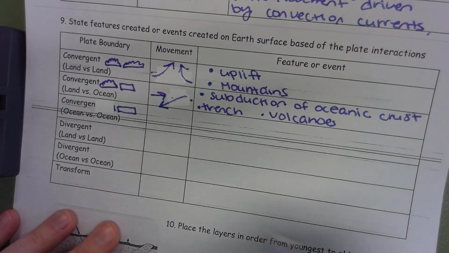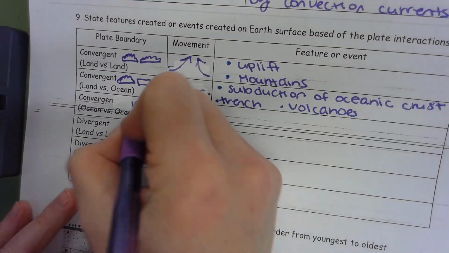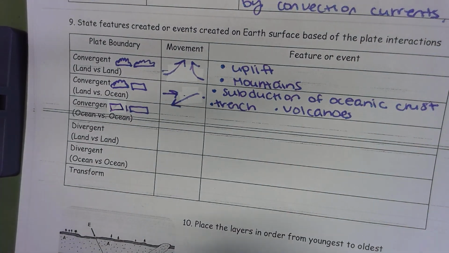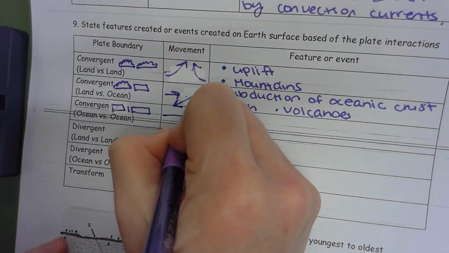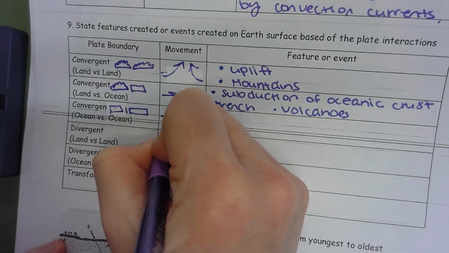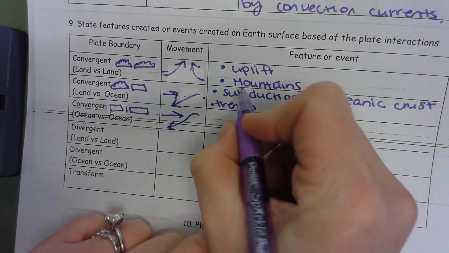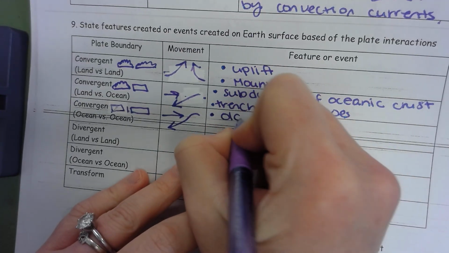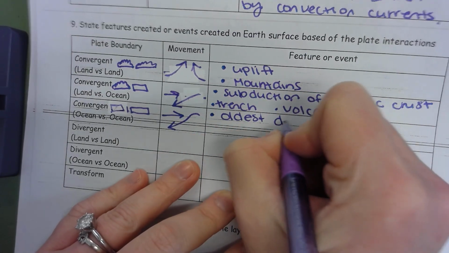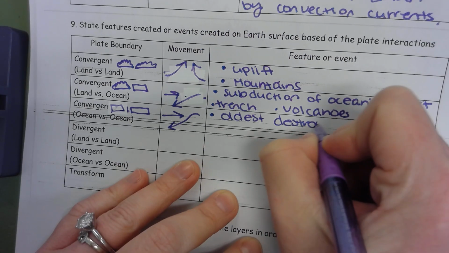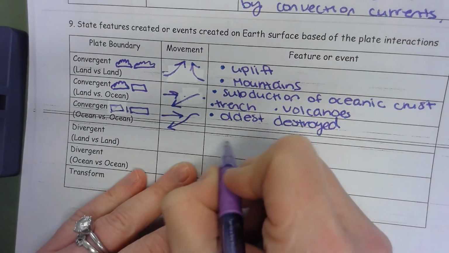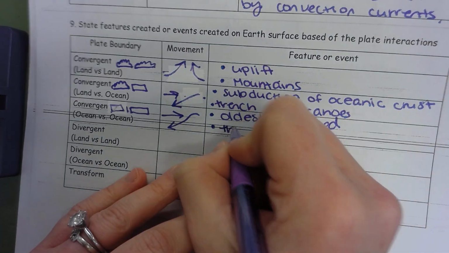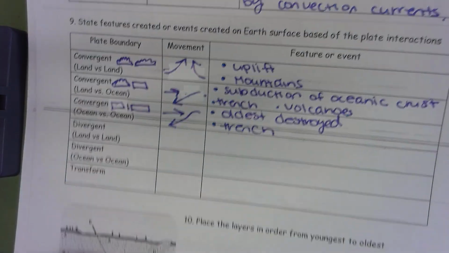All right. Convergent, ocean versus ocean. It's 2 dense pieces going together. And what happens here is that the oldest ocean plate is going to go under. So here we see the oldest is destroyed or recycled. And we get a trench.